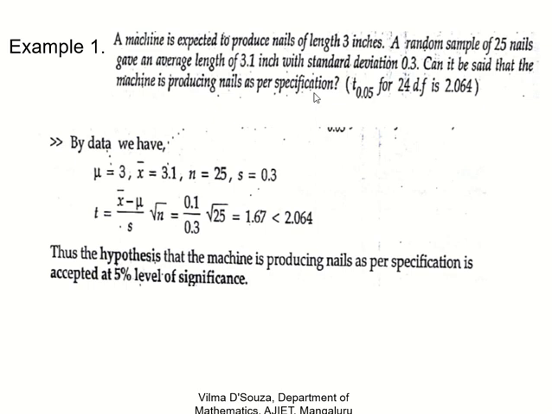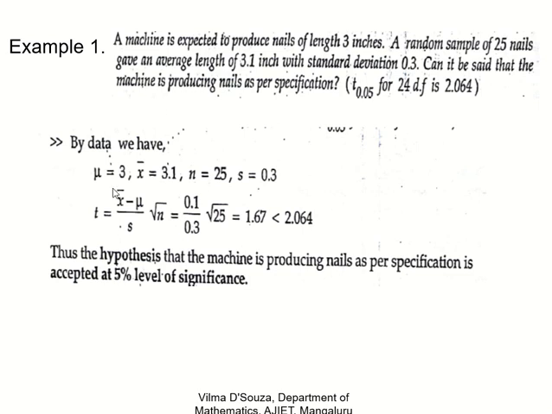Given the value of t 0.05 for 24 degrees of freedom is 2.064. You have a random sample of 25 nails, so the number of elements in the sample is 25. So degree of freedom is 24, and t of 0.05 for 24 df is given here. So what do you have from the table? What do you have from the given problem?